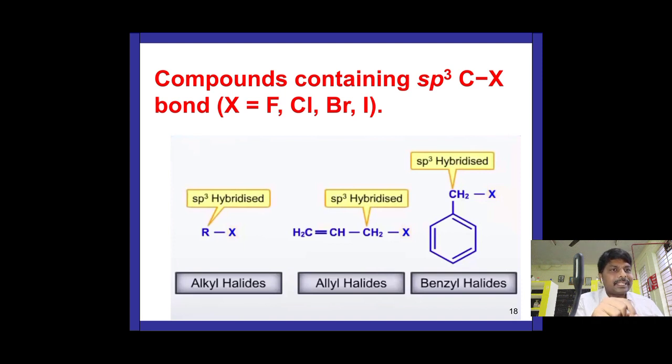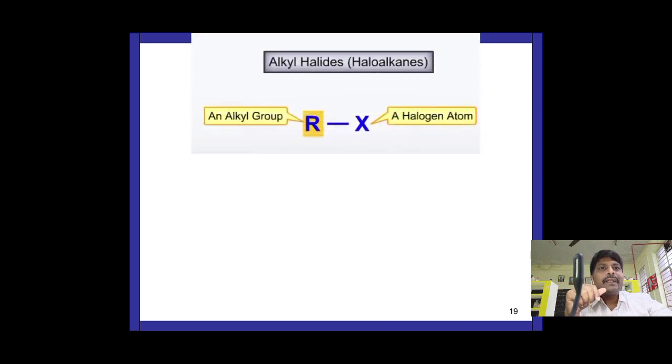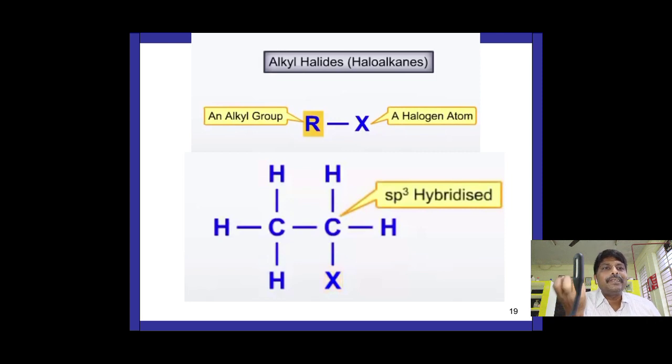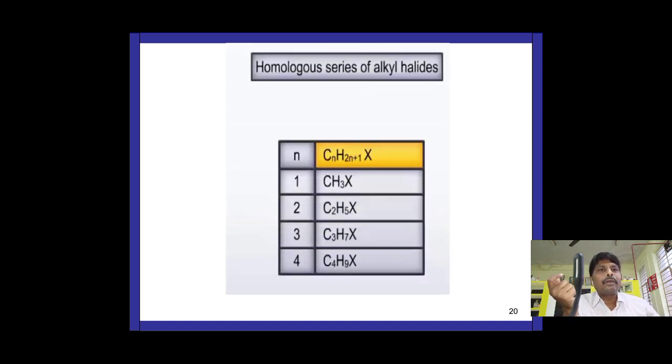Third one is benzyl halides. In benzyl halides also X is attached with an sp3 carbon. That carbon is attached to a ring. So this is sp3. Now you see one by one. Alkyl halides, allyl halides and benzyl halides are 3. In all 3, X is attached to an sp3 carbon. First case is alkyl halides. In alkyl halides the halogen atom is attached to an alkyl group. What is the hybridization of the alkyl group? sp3 hybridized, sp3 carbon. Some examples you can take: chloromethane, chloroethane, chloropropane, like this.